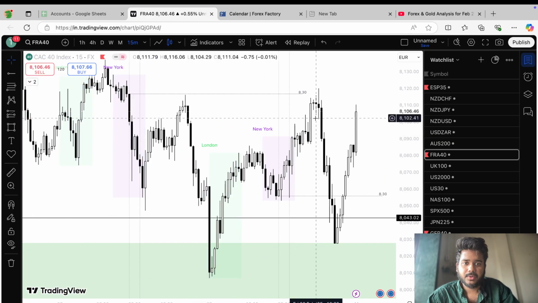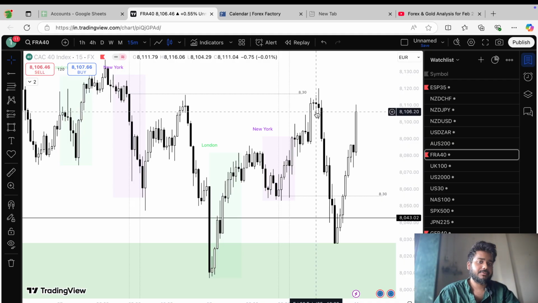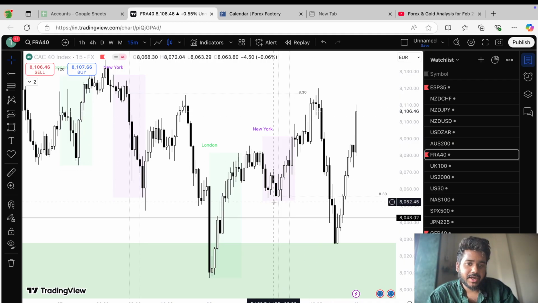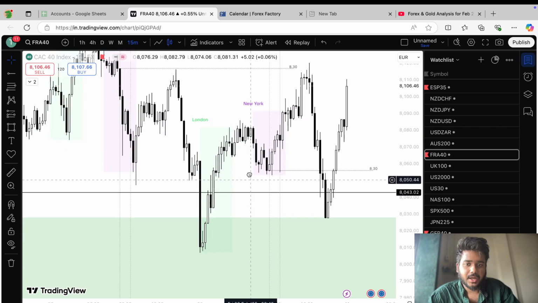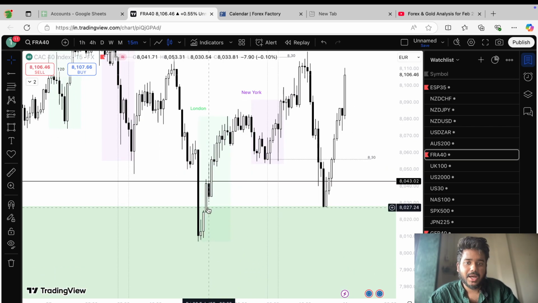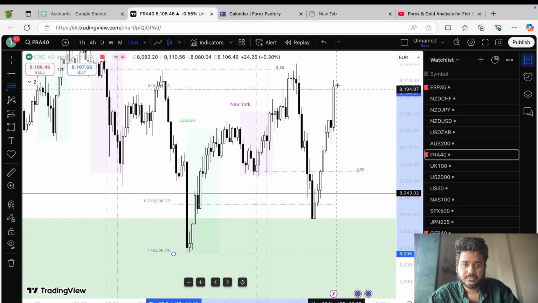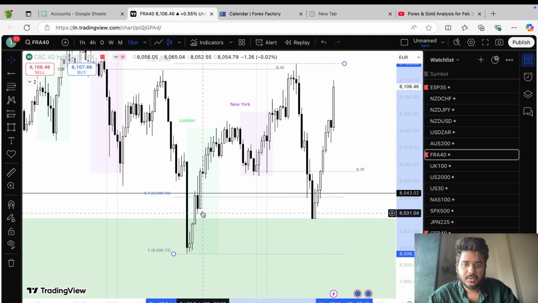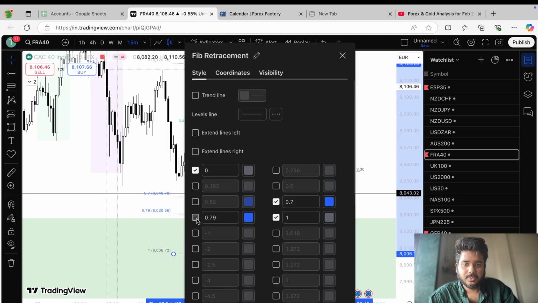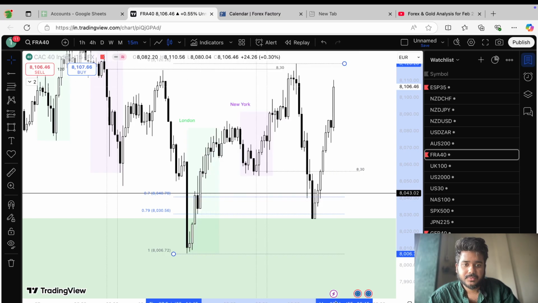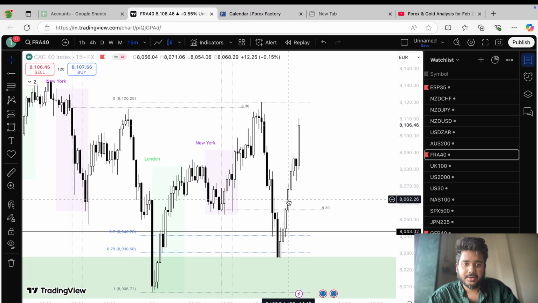We have some uptrend over here. We have decided that we're going to move higher, and then we have this liquidity hunt over here, and we are trading into this imbalance. And if you look at this Fibonacci retracement, so we had a deep retracement, 0.79 level. We had a very deep retracement, and then we started moving higher, right? After this liquidity hunt, we started moving higher.